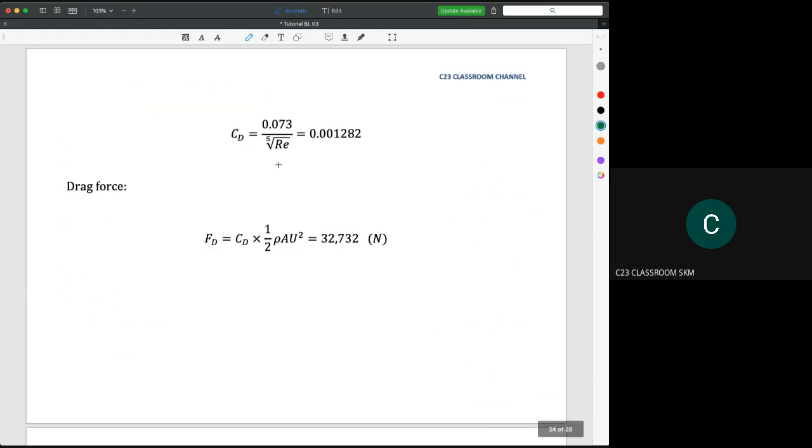Then you do your calculation of delta and CD using the von Karman equation and so on. Finally, you get the value of CD is around 0.073 over Reynolds number to the power of 1 over 5. If you substitute the value of Reynolds number, you will get around 0.001282. You could then calculate the drag force using this equation, and you will get around 32,732 Newton.